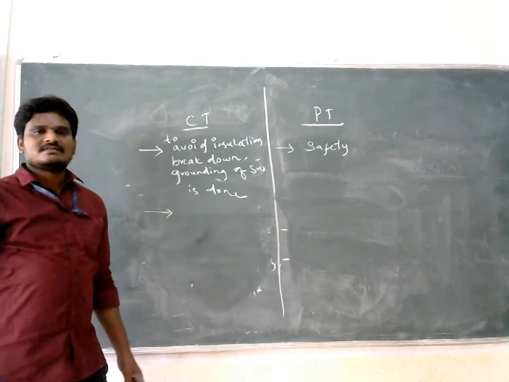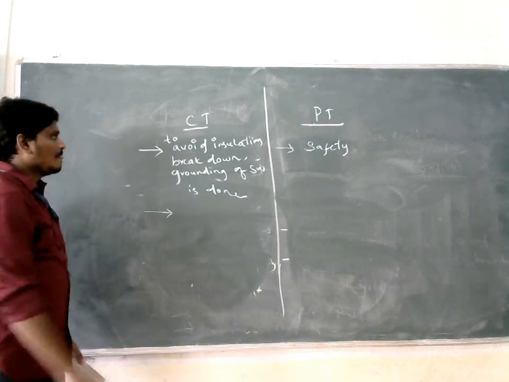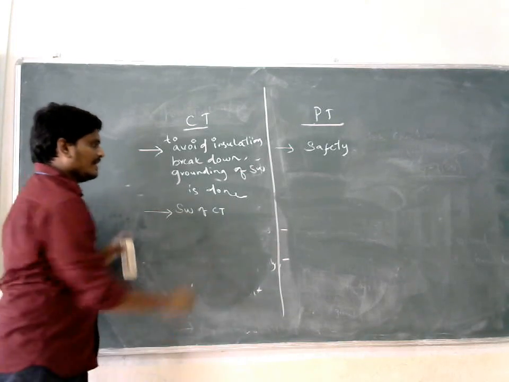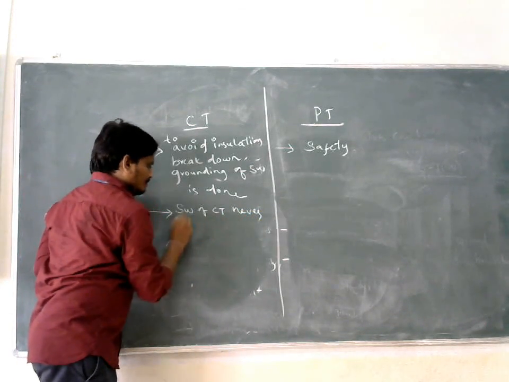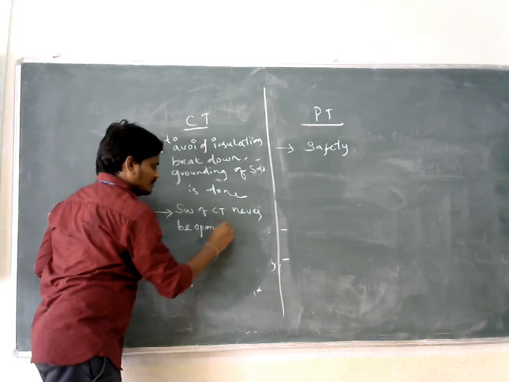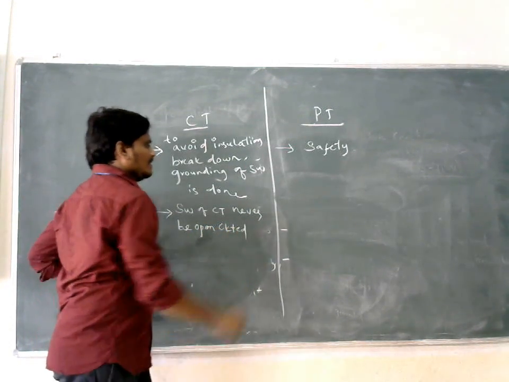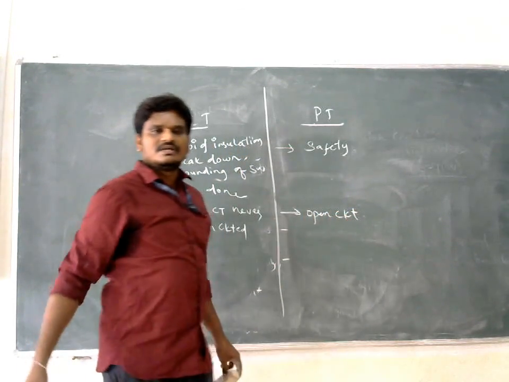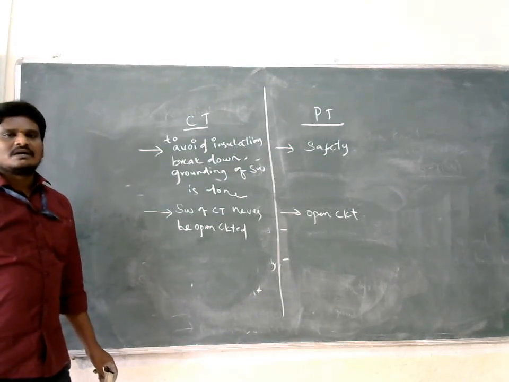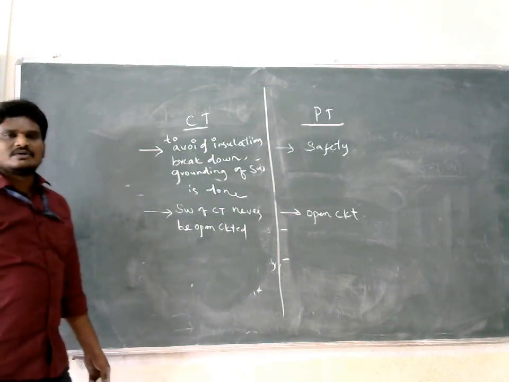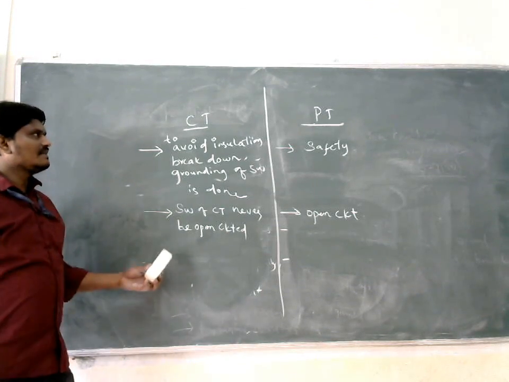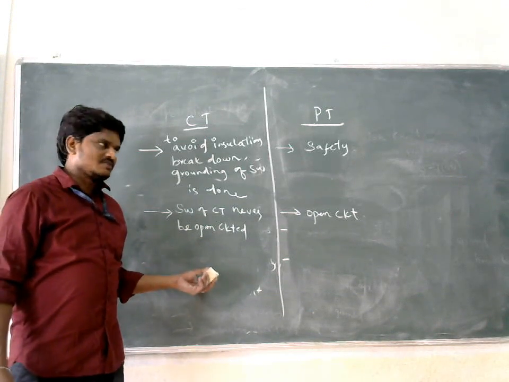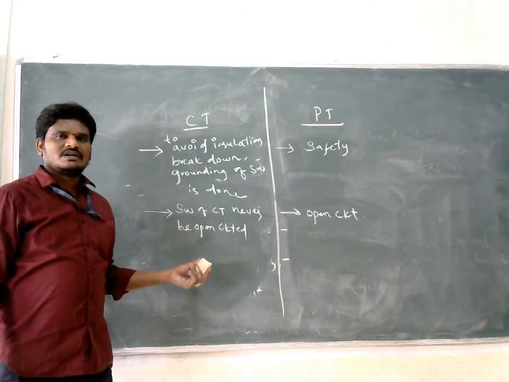Coming to the next difference, the secondary winding of a CT should never be open circuited. A PT can be used in open circuit condition. These are the basic differences between the current transformer and potential transformer.